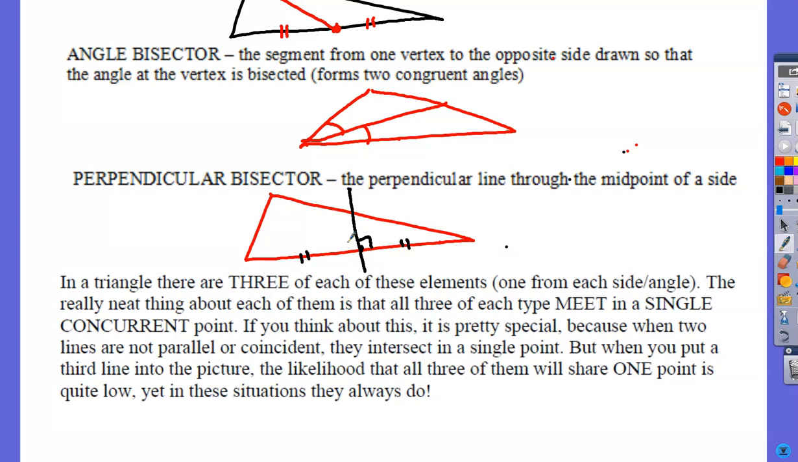Okay, so the cool thing is that 3 of these elements, a triangle has 3 of these, because I could perpendicularly bisect like each side, for example. Like I could bisect that side, I could bisect this side. What's cool is that they actually meet at one point. This point here, it's called a concurrent point when you have 3 lines meeting at the same place. And the likelihood that they do this is really low. But in these situations, it does always happen.